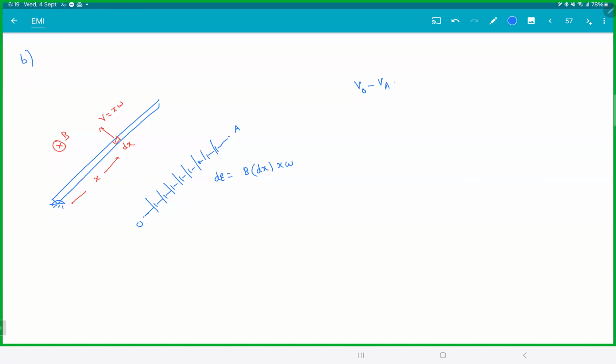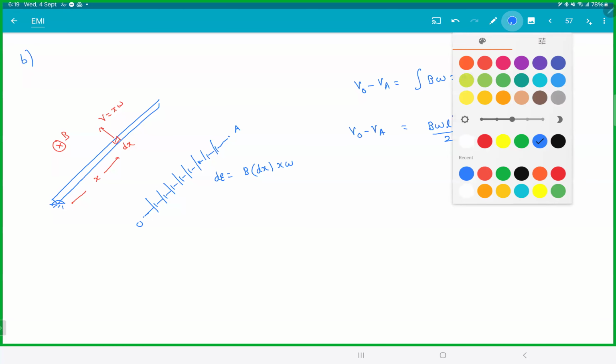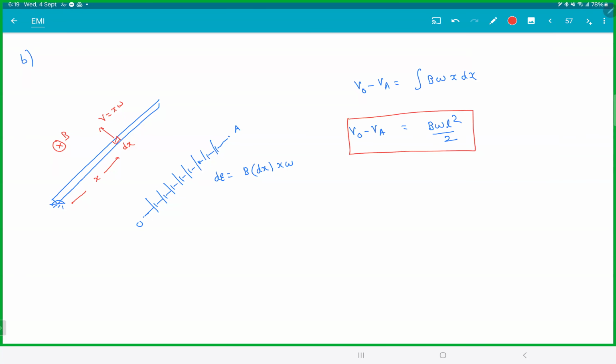So we get VO minus VA. Add all the EMFs, integral B omega x dx, which is B omega L square by 2. This is the potential difference between the ends of the rotating rod. Standard result. And the same way, how to get the direction? Assume a positive charge. See which way the charges are going. That will be the positive terminal. This is the potential difference between the axis and the end of the rod.